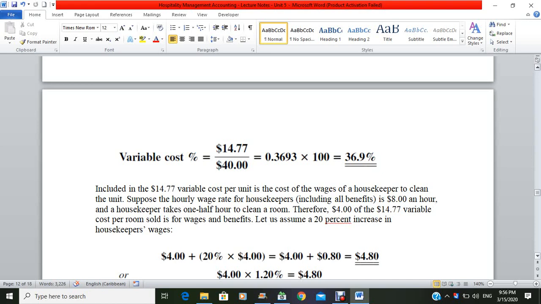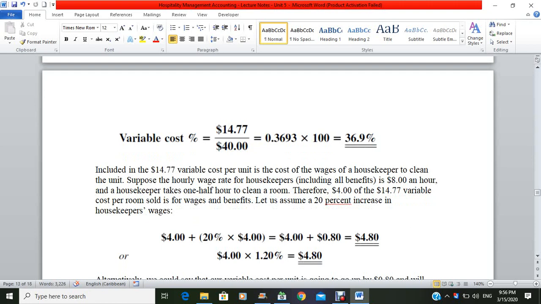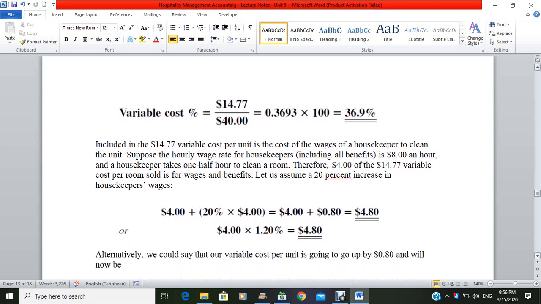Now included in the $14.77 variable cost per unit is the cost of what? Wages of a housekeeper to clean the unit. Suppose the hourly wage rate for housekeepers, including all benefits, is $8 an hour, and a housekeeper takes 1.5 hours to clean a room. Therefore, $4 of the $14.77 variable cost per room sold is for what? Wages and benefits. Let us assume a 20% increase in housekeepers' wages.